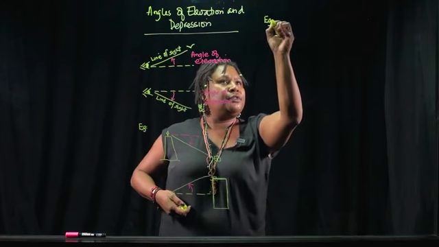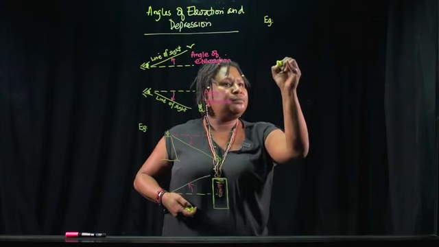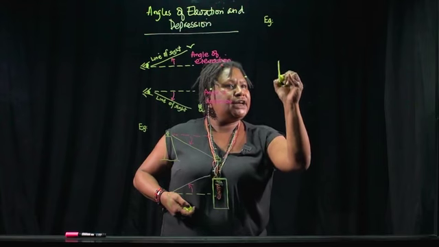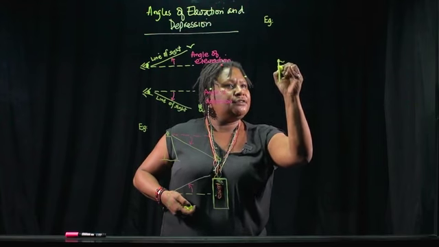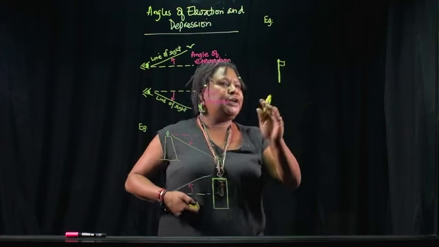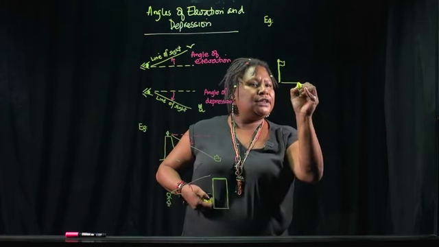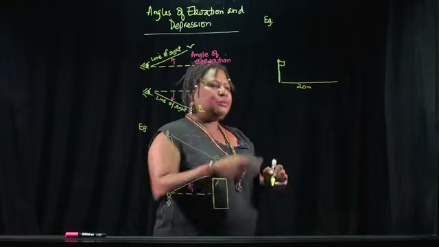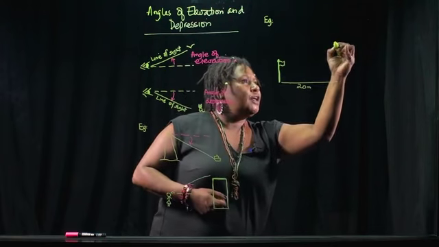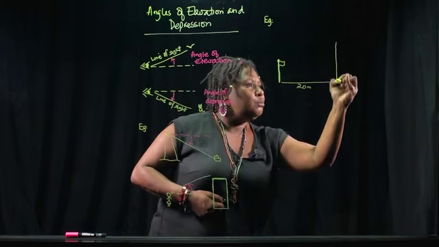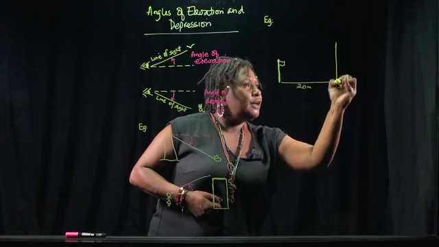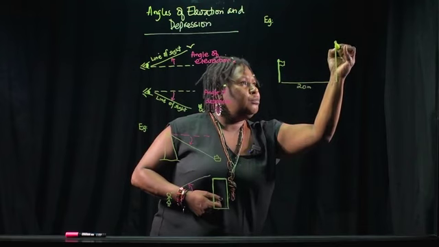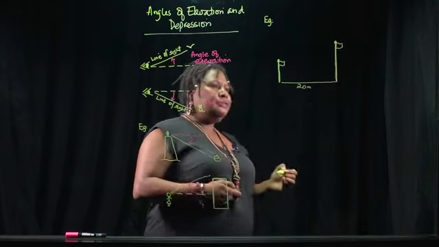So, two flagpoles. One is shorter than the other. Here's our short flagpole, and 20 meters away from this flagpole, we have the taller of the two flagpoles. The taller one is 20 meters away from the shorter flagpole. There we go.